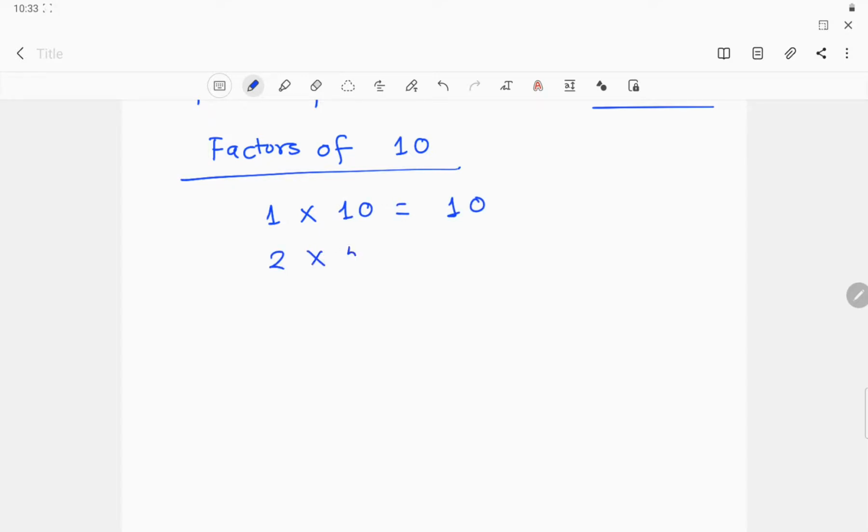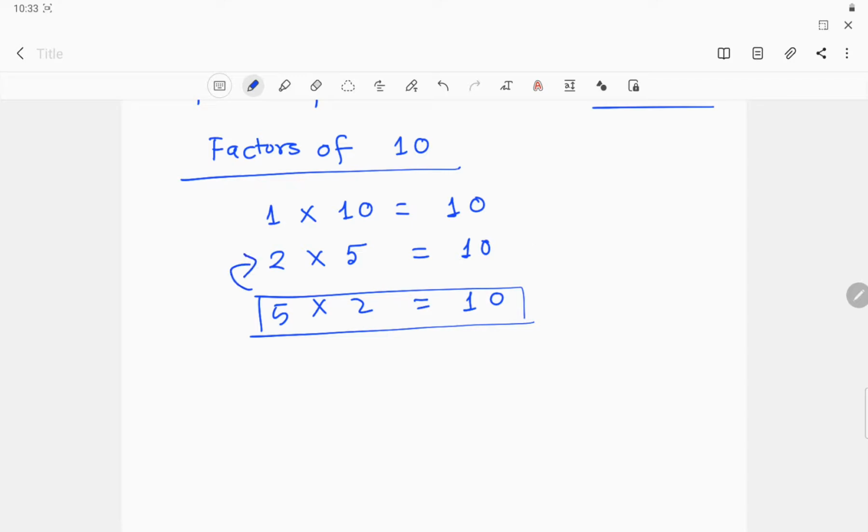Similarly, find out factors of 10. At first, 1 ten is 10, 2 fives are 10. If you multiply 3 by any number, you don't get 10. Similarly, by 4 you don't get 10. Similarly, 5, yes, 5 twos are 10. But you can check, this is repeating because we have already done it.